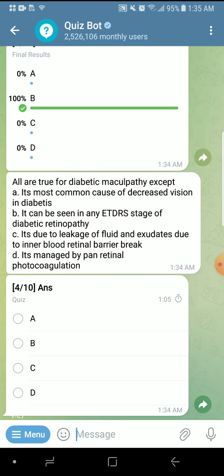But it is not managed by pan retinal photocoagulation. It is managed nowadays by anti-VEGF injections, because VEGF is a chemical mediator which causes inner blood retinal barrier break. So pan-retinal photocoagulation is a treatment for the proliferative stage of diabetic retinopathy, when there are new vessels on the disc or elsewhere.